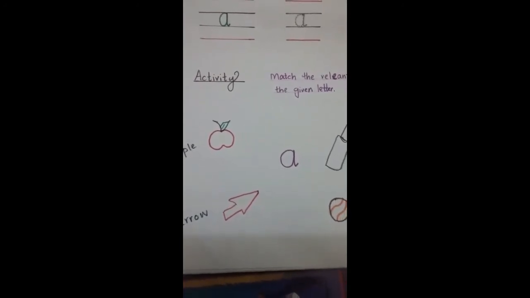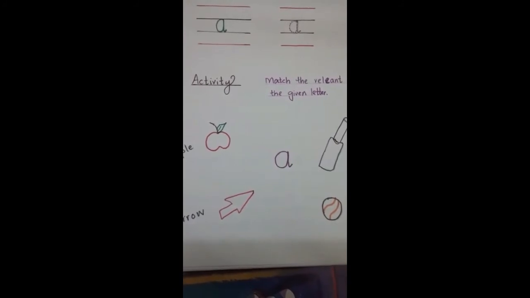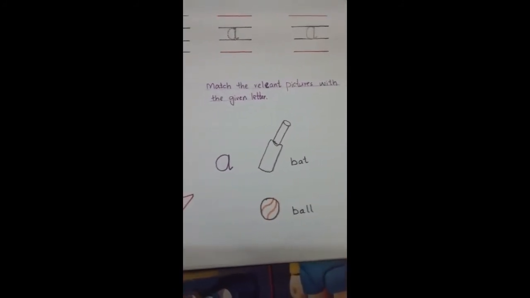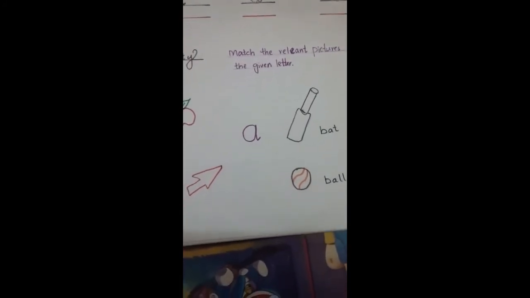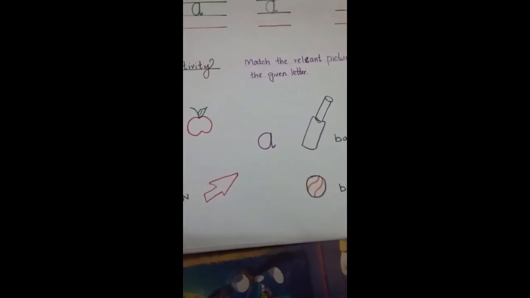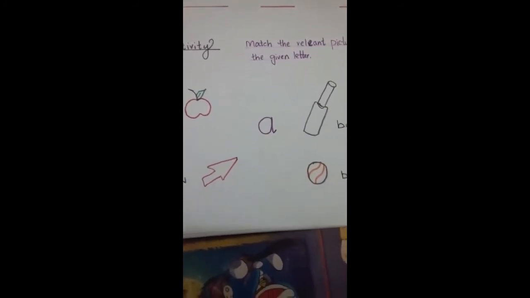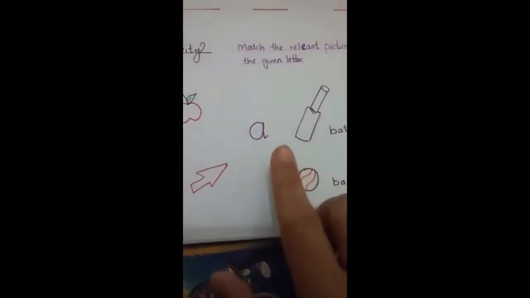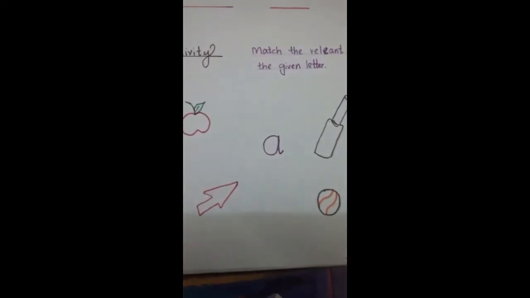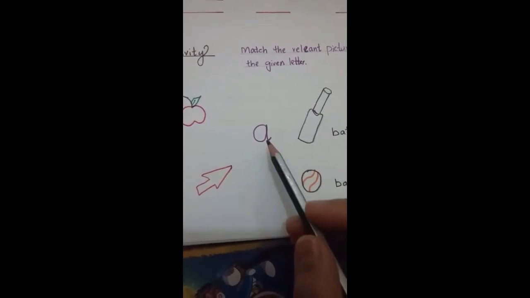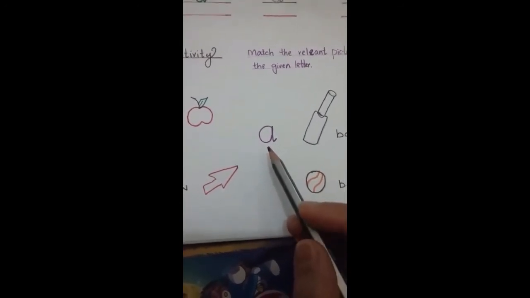Good. Here you can see an activity. Match the relevant pictures with the given letter. It means you will match the relevant picture with the given letter. So, first, which letter is this? Very good. This is small a, and the sound of this letter is a.